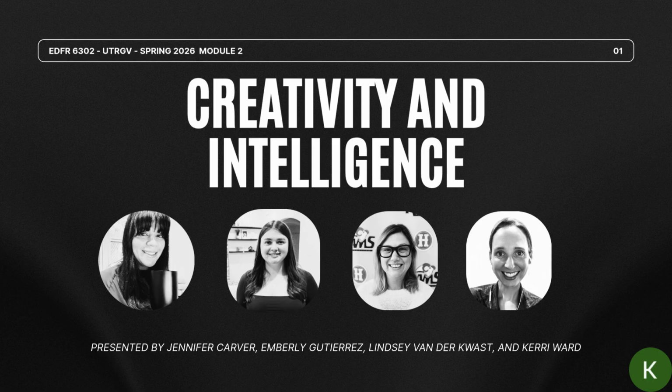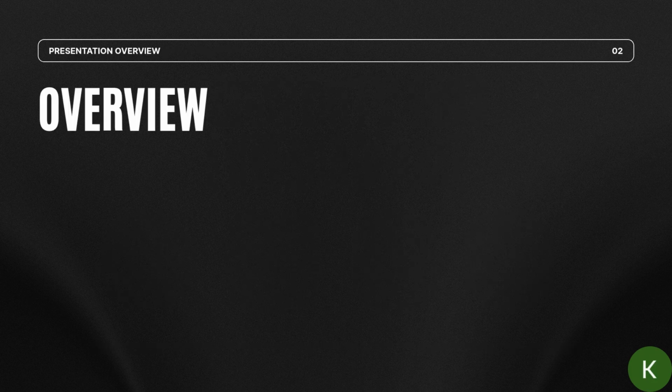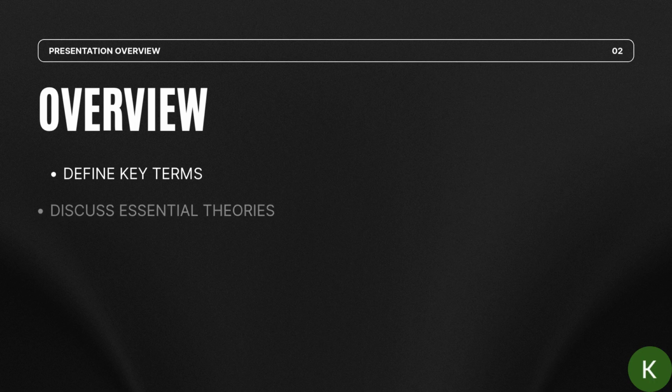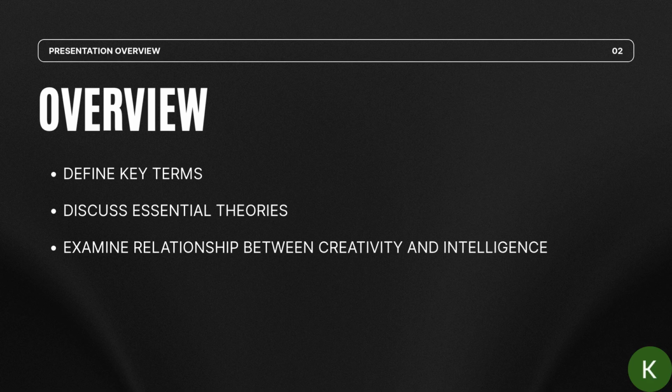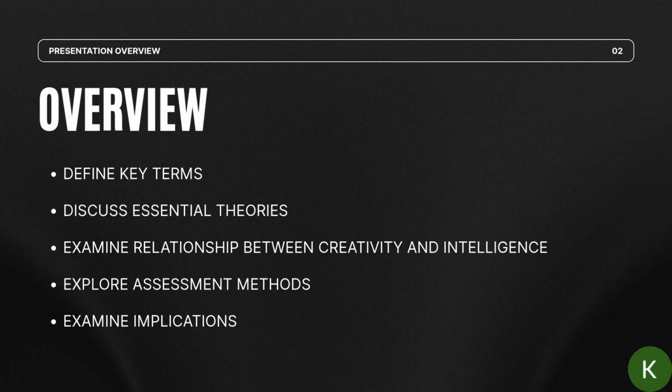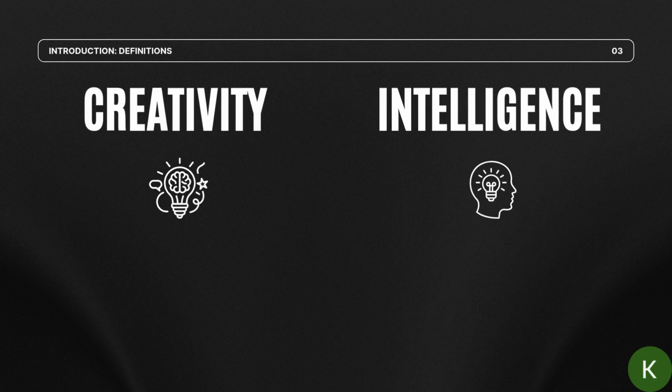For this week, we will be discussing both creativity and intelligence as they pertain to human behavior, learning, and cognition. During this presentation, we will define key terms and understandings, discuss essential theories, examine the relationship between creativity and intelligence, explore different ways to assess and foster creativity, and examine implications of these concepts.